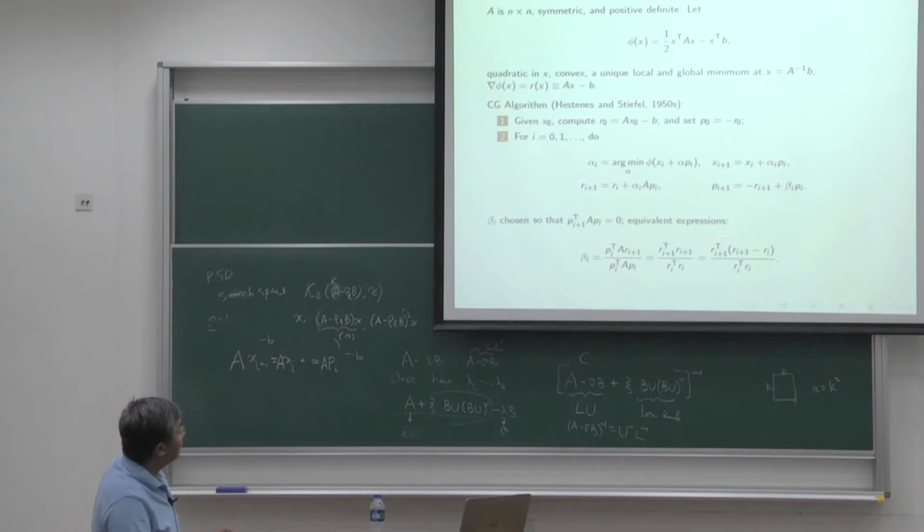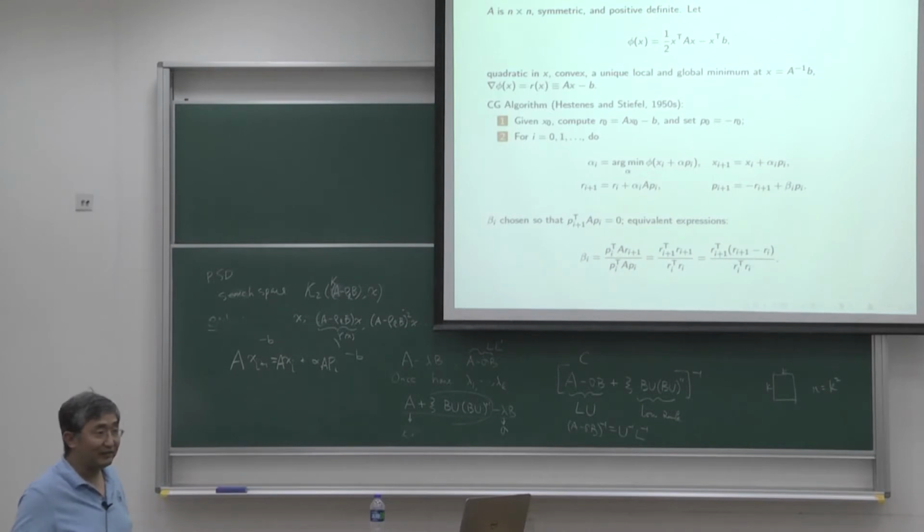Beta i has several equivalent expressions. Those are all the same in theory, but numerically may be different. One can prove they're the same. There are only 3 here, but there are more than 5, maybe 10, out there.